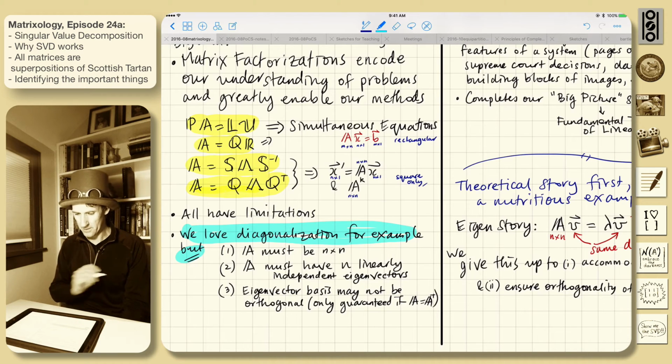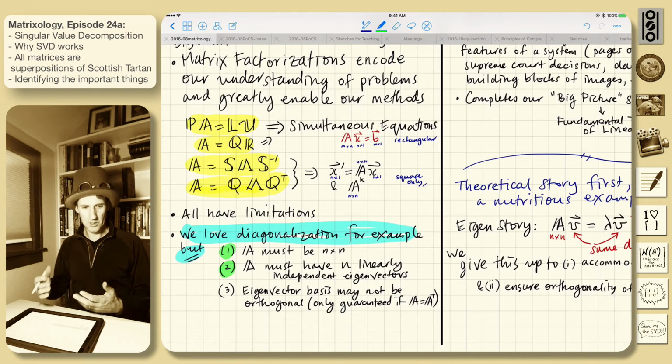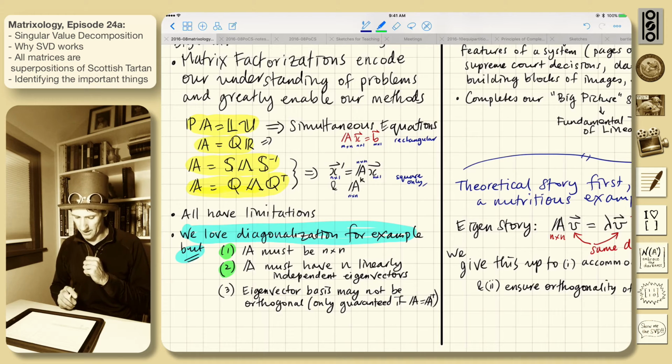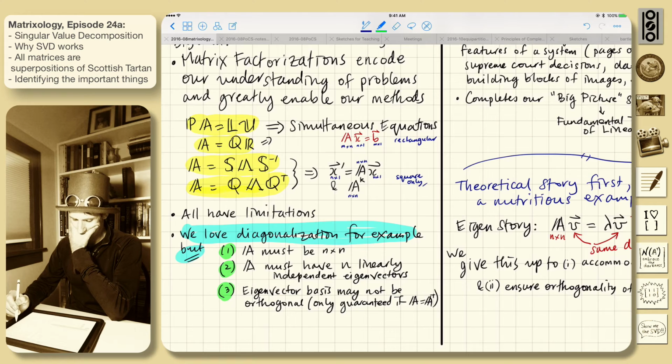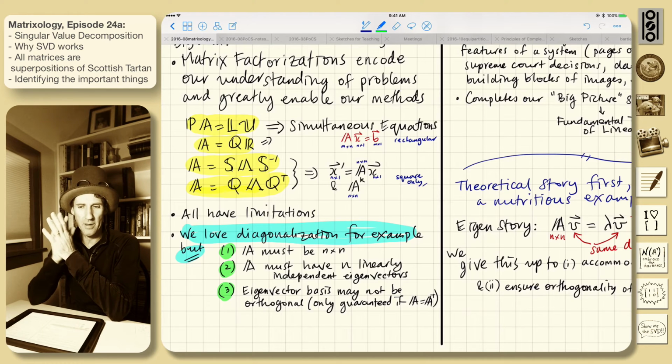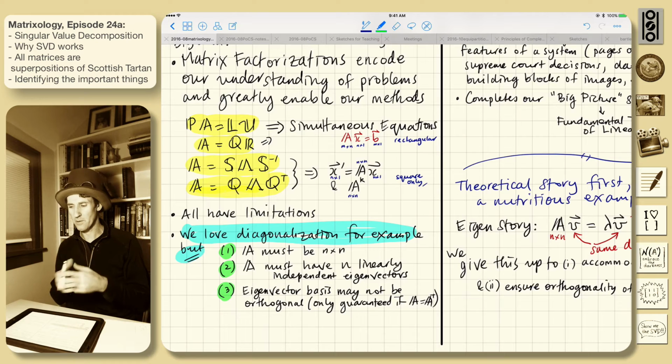But these things, okay, here are the problems. So A must be square. It must have n linearly independent eigenvectors, which can happen in principle for any n by n, but we're guaranteed that's the case if A is symmetric. And we might not get this great thing of the eigenvector basis, right? We transform to this new basis, which might not be orthogonal.